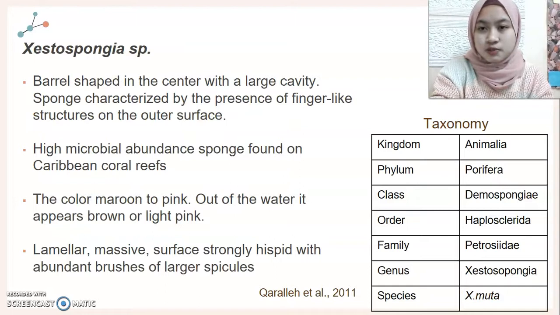Xestospongia species are barrel-shaped, with a large cavity in the center. The sponge is characterized by the presence of finger-like structures on the outer surface. It is a high microbial abundance sponge found on Caribbean coral reefs. The color of Xestospongia species is maroon to pink. Out of the water, it appears brown or light pink. They have lamellae, massive, with a surface strongly hispid with abundant brushes of larger spicules.